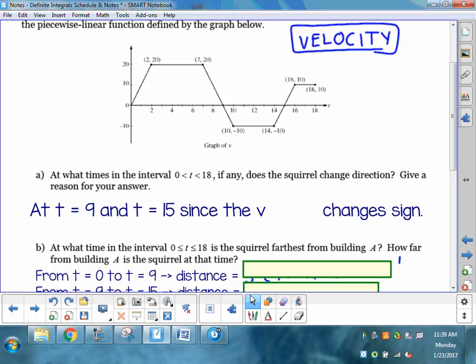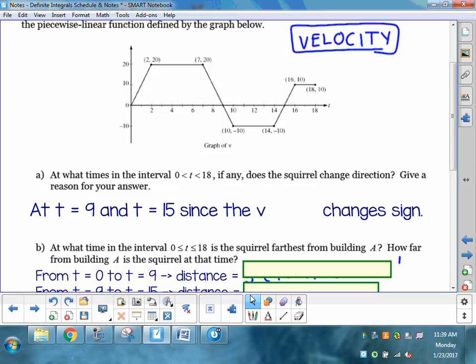Okay. Next one up. At what time is it furthest from the building, and how far is the squirrel from building A? At what time in the interval is the squirrel furthest from the building? So we need to figure out when it's furthest away and how far from building A the squirrel is at that time. The velocity tells you the distance and the direction that this squirrel is running.